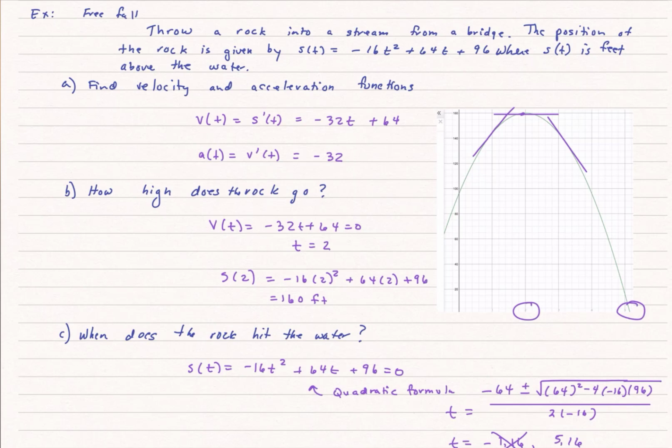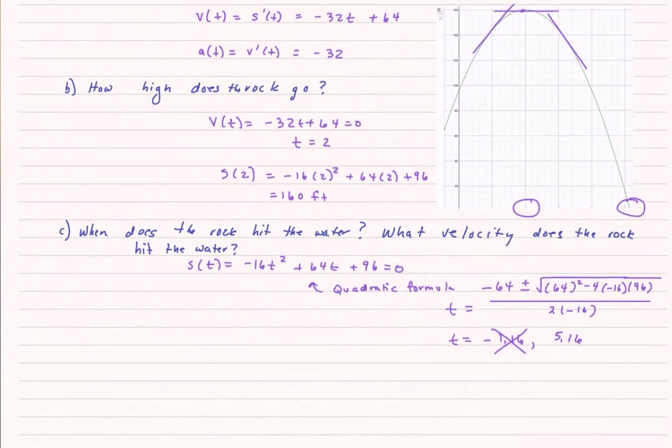I don't talk about negative time. So at 5.16 seconds, the rock hits the water. If I wanted to know an additional question, that is, what velocity does the rock have when it hits the water, the first thing you'd have to do is exactly what I just did. Use the position function to find out when that happens, and then we're going to plug that time into our velocity function, and we get approximately negative 101.12 feet per second.